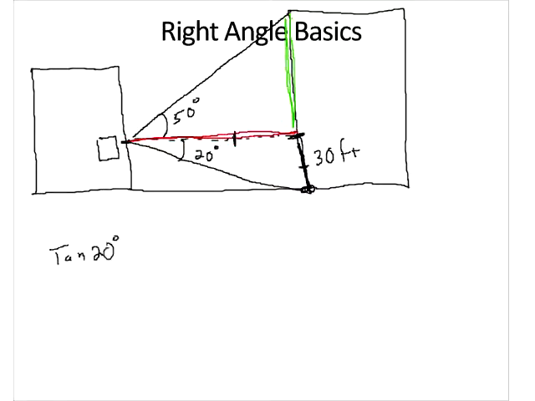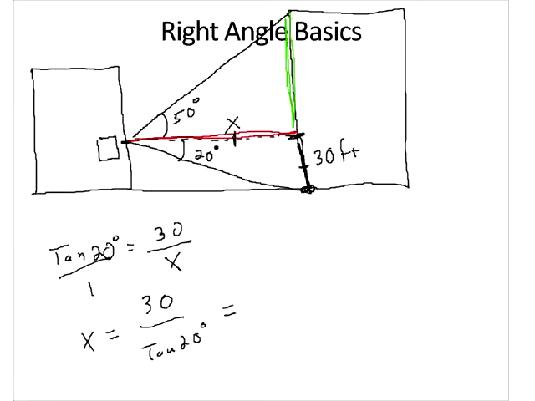So if I take the tangent of 20 degrees, that should be equal to the side opposite, that's 30 feet, over the side adjacent. Let's call this side x. I'm going to solve for x. So I'm just going to think of this as a proportion and cross multiply. So x should be, let's see, 1 times 30, so 30 divided by the tangent of 20 degrees. And I'll put that all into my calculator, and I'll get 82.4. This guy is 82.4.